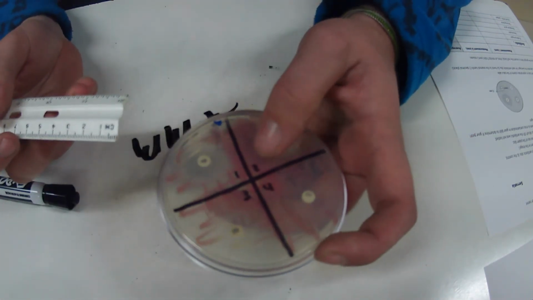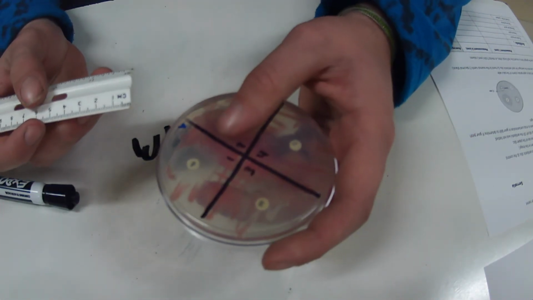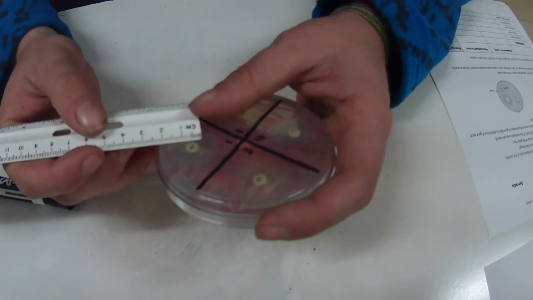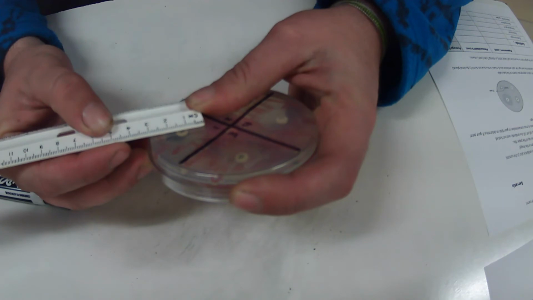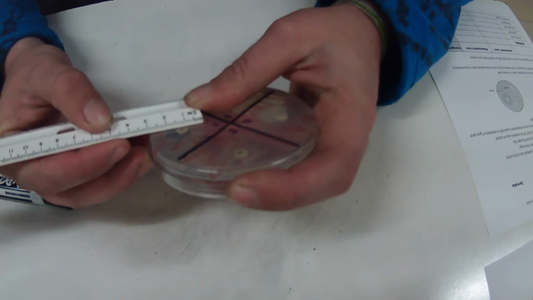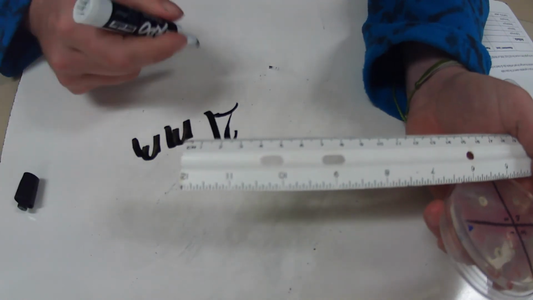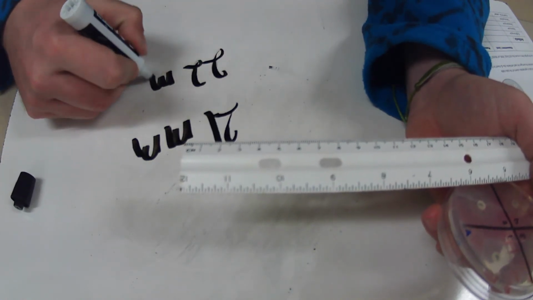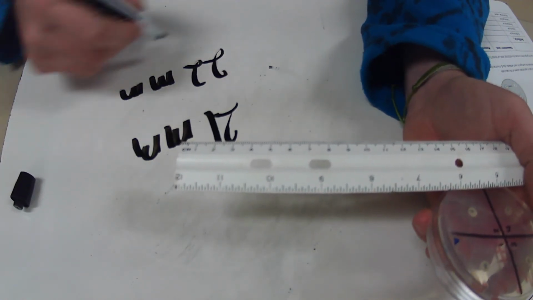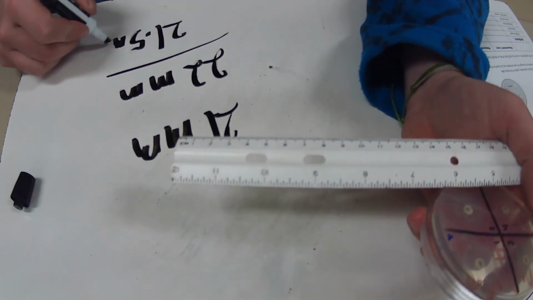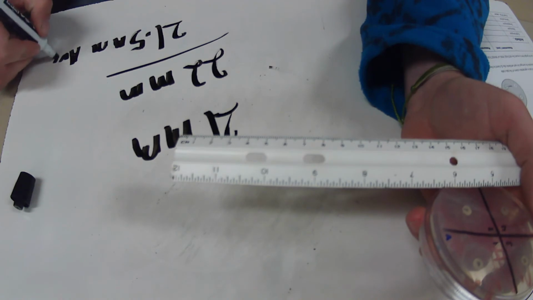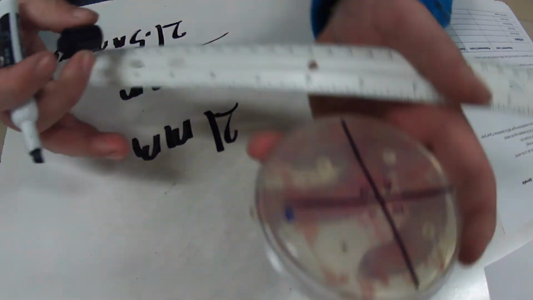I'm then going to rotate the Petri dish. I'm going to take another diameter measurement from bacteria to bacteria, so where it starts until where it ends on the other side. And this is going to give me something right around 22 millimeters. So I'm going to take 22 millimeters. I'm going to add those up, divide by 2. This will actually give me 21.5 millimeters as my average. Okay, and that's what those students in class today did.